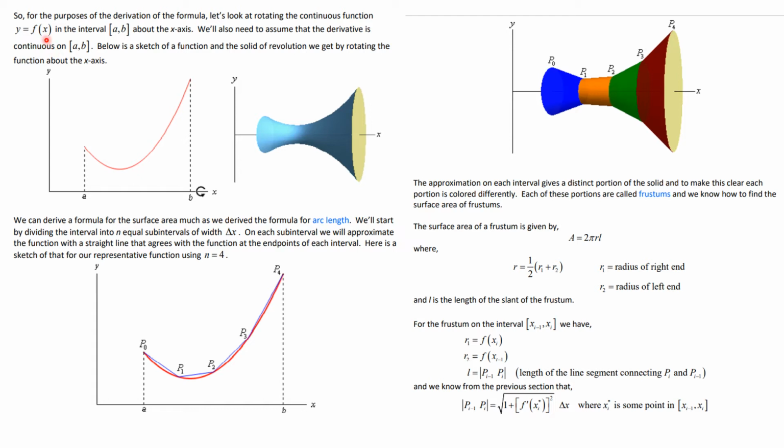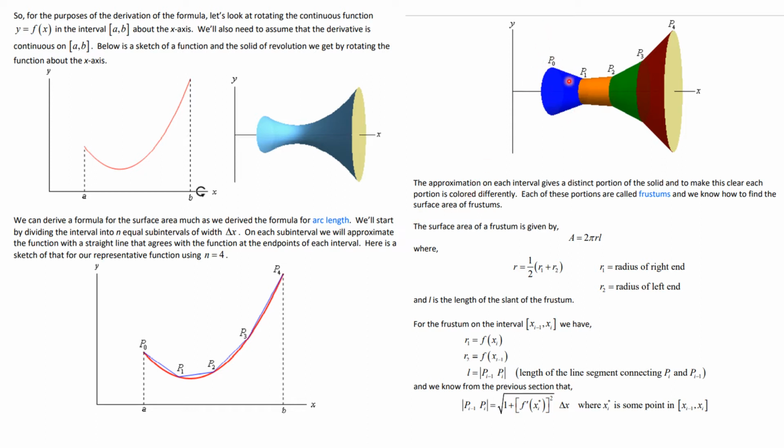Okay, now the approach is going to seem similar, though. We start with a function, and we're going to rotate the function about the x-axis, getting something like this, and we're going to borrow from our approach that we used for the arc length, where we're going to approximate the function by a series of line segments like that. And here we're doing n equal 4, but we could have done more than that, and we're going to let that go to infinity.